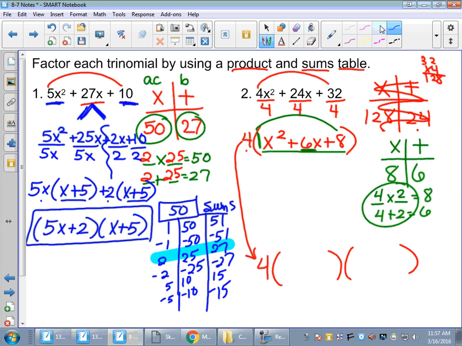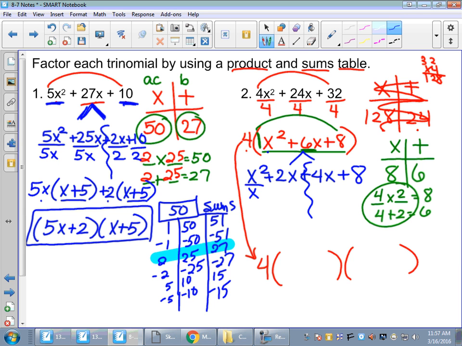I'm going to rewrite x squared, split up 6x into a positive 2x and a positive 4x, and I'm going to rewrite plus 8. So I have first, outer, inner, last. You're taking the outer and inner and separating them. Now we have 4 terms. We can factor by grouping.